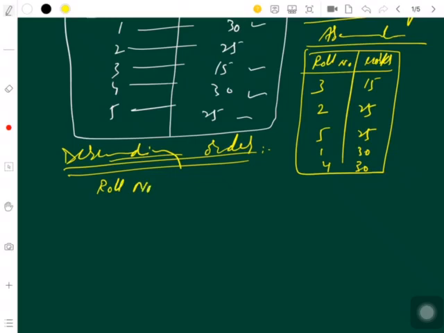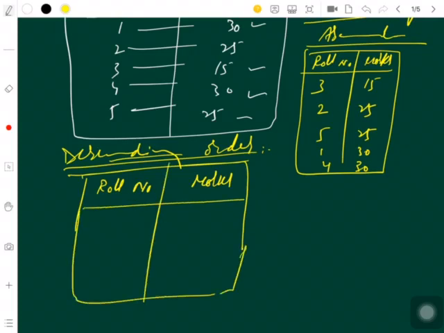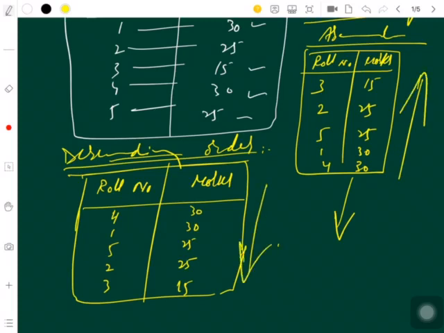Roll number and marks. The reverse of it, descending means highest first, lowest later on. So what I'll have to do, I'll come from down to up. Roll number 4, 1, 5, 2, 3. Marks are 30, 30, 25, 25 and 15. This is ascending order, okay, this is descending order. Got it? Now, you can take pauses in between, or I'll break this video into many parts. I'm completing a very particular big portion.